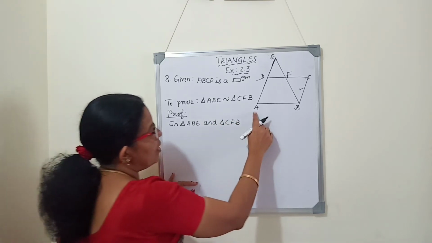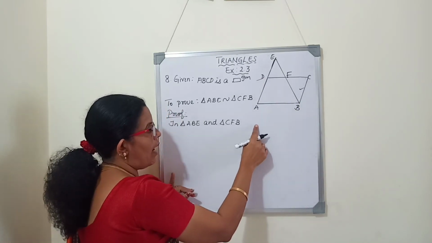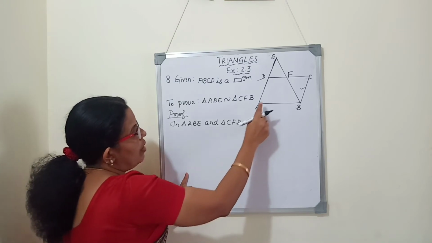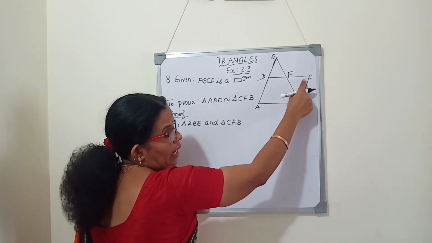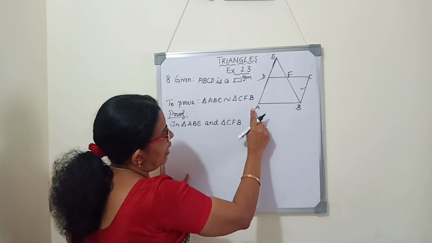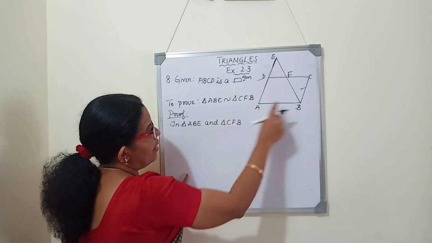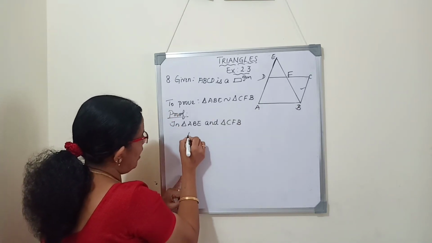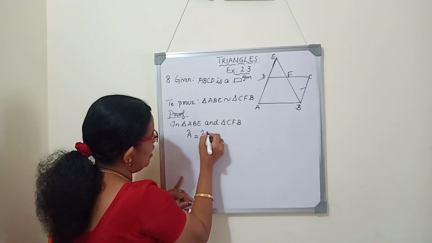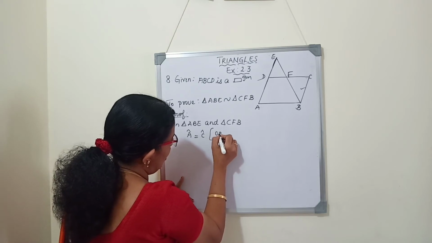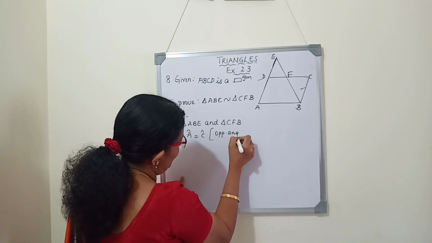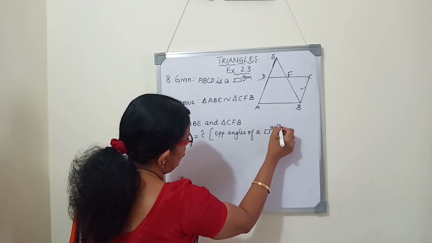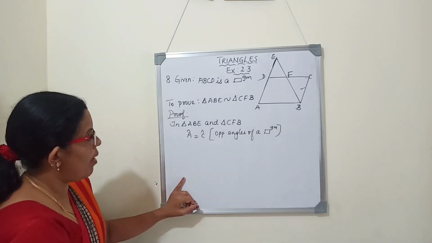Here we know that ABCD is a parallelogram and you have learned that opposite angles of a parallelogram are equal. So angle A is equal to angle C. Angle A is the angle of triangle ABE and angle C is the angle from CFB. The reason you write is: opposite angles of a parallelogram are equal.